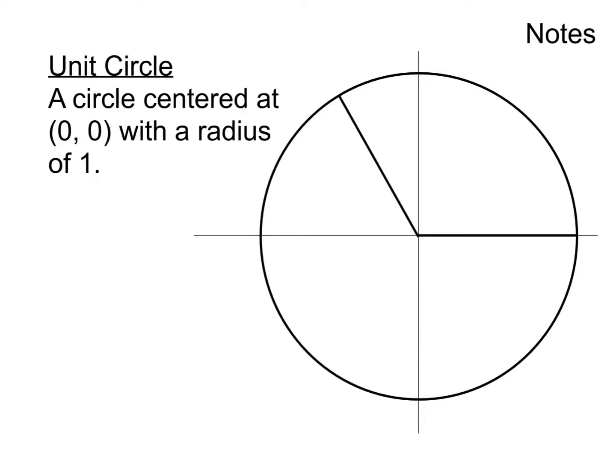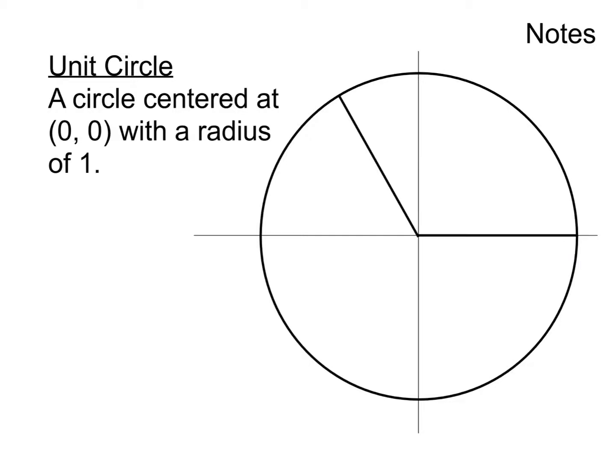Alright, and so notice what this is telling us. It's telling us that a unit circle is any circle that is centered at 0, 0. So that tells me at this point here in the middle of our circle is the actual coordinate pair 0, 0. And that it has a radius of 1. And remember, the radius is the distance from the center out to the edge of the circle. So any of these segments that go from the center to the outside are 1 unit long.